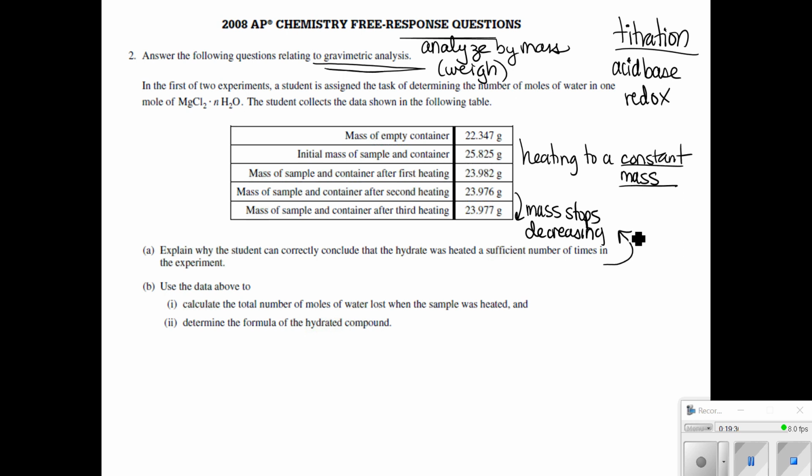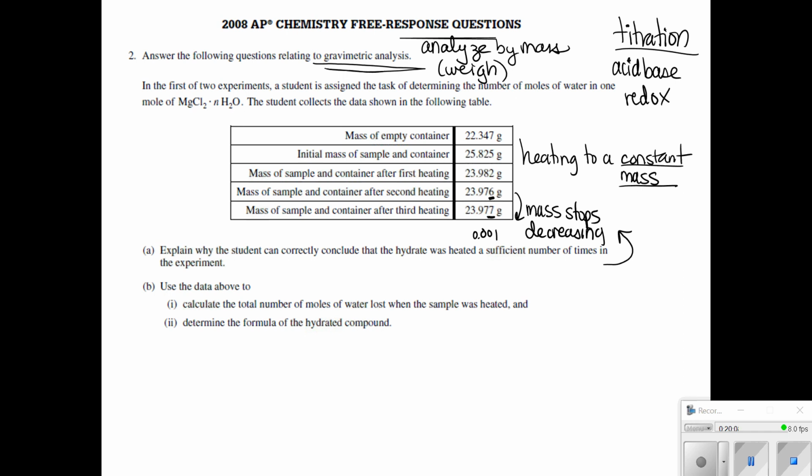How do we know that we have heated it enough? Well, the mass has stopped decreasing. And you might even look at that data and say, wait, the mass actually went up a little bit. Yikes, what's going on there? Well, it only went up by 0.001, and that's within the range of normal error of your balance, so I wouldn't worry about that. Basically, the mass has just stopped changing. That's how we're going to interpret that number. And then we're going to use this data to do some calculations. So first, we're going to calculate the number of moles of water that have been lost.